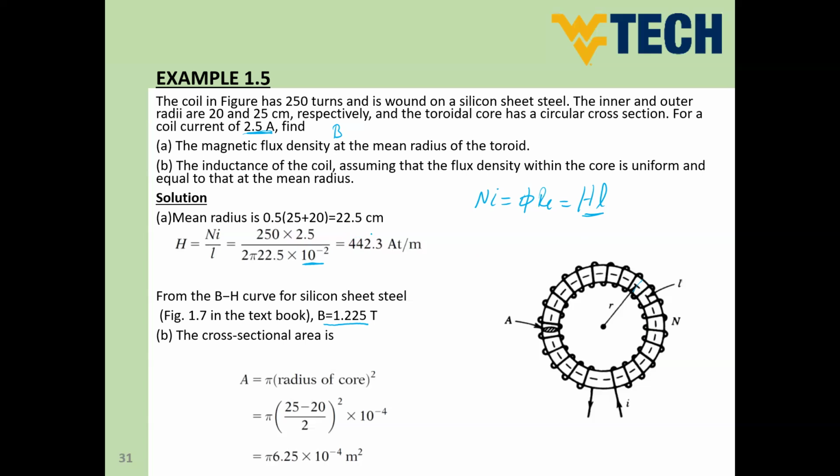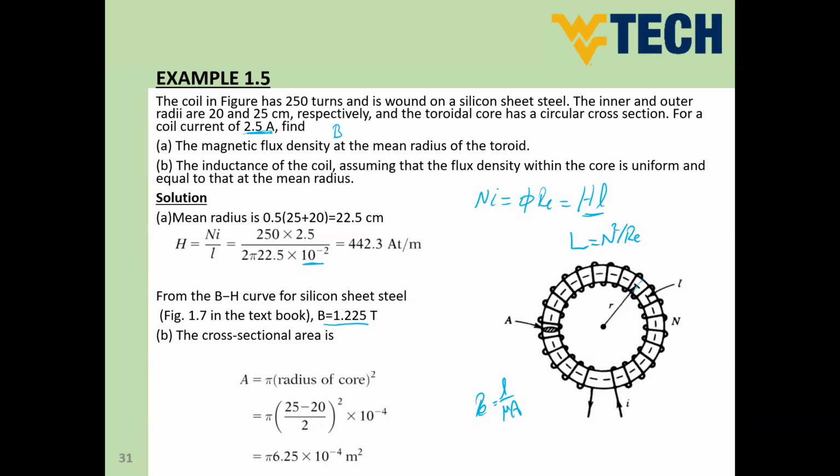So simply, guys, the inductance can be calculated by means of N squared divided by reluctance. And in order to get the reluctance, you need the core material. So reluctance equals L divided by mu A. So the cross-section area can be calculated easily here.